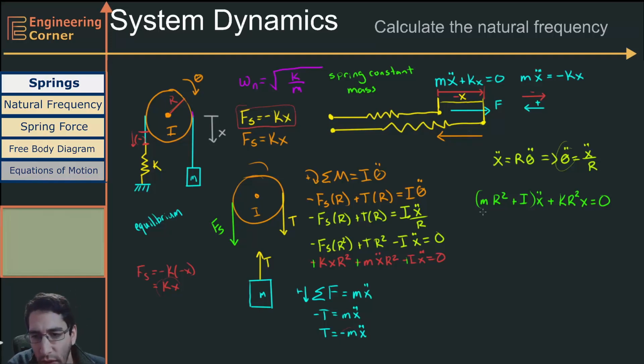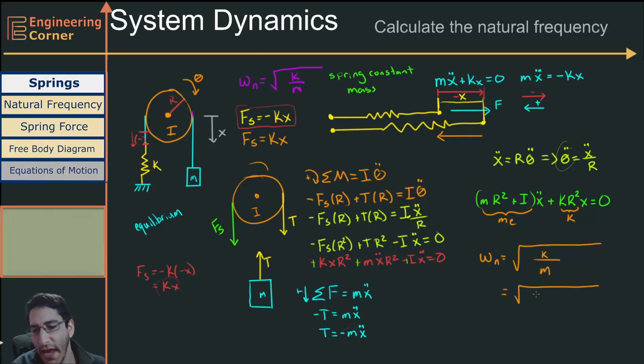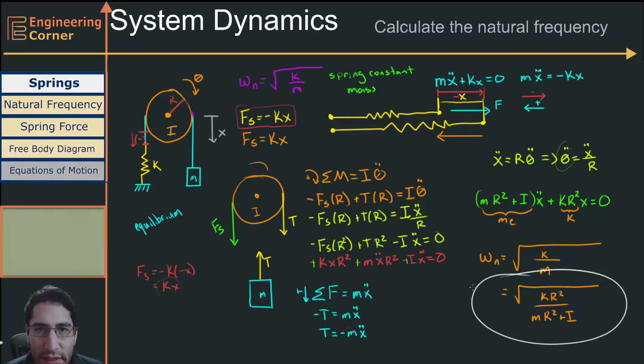Now, this is my equivalent mass. This right here is my spring constant, right? This is equal to kx. And if I look at my natural frequency, it is the square root of k over mass. So this is going to be equal to the square root of k, which is k r squared, over mass, which is m r squared plus I. So right here is the natural frequency of this system.